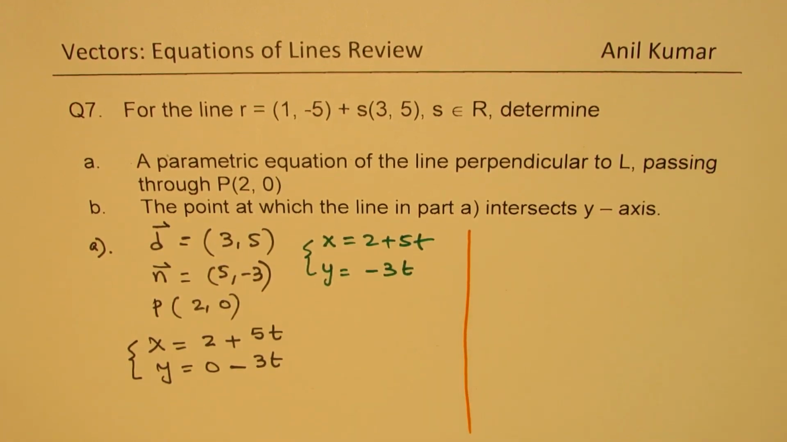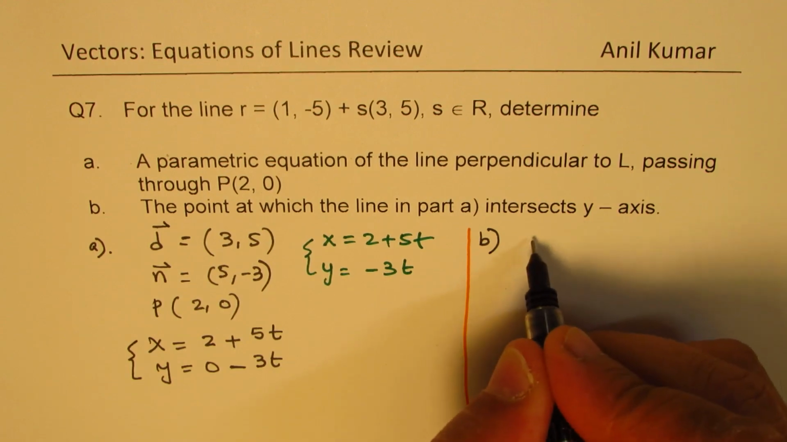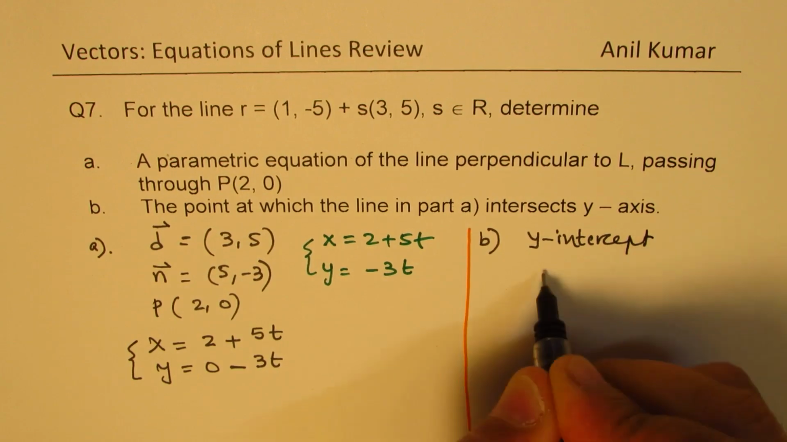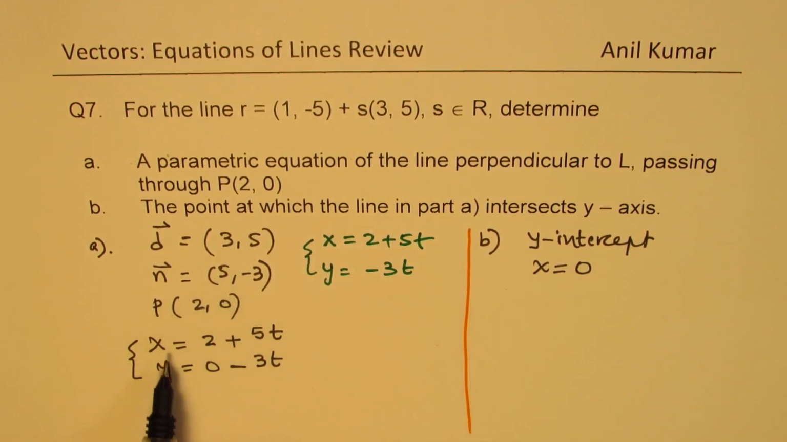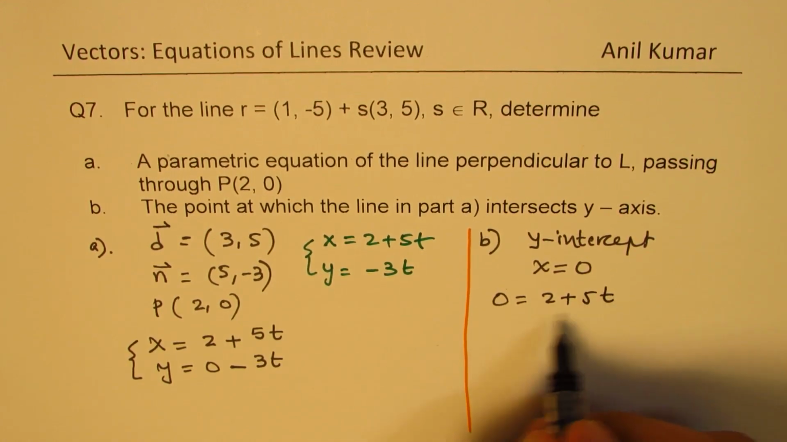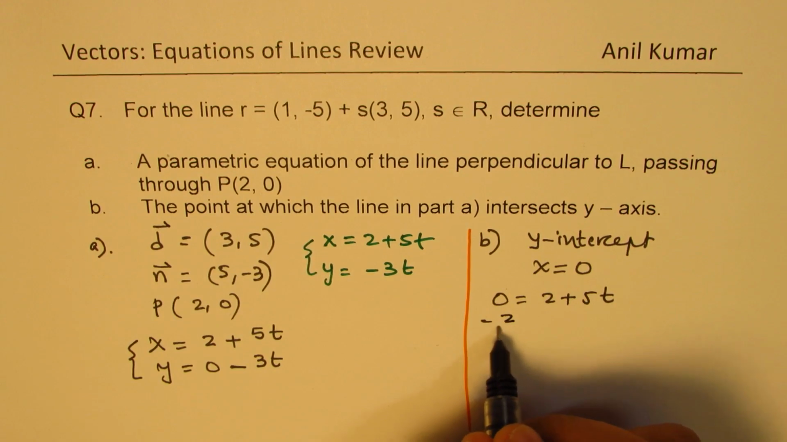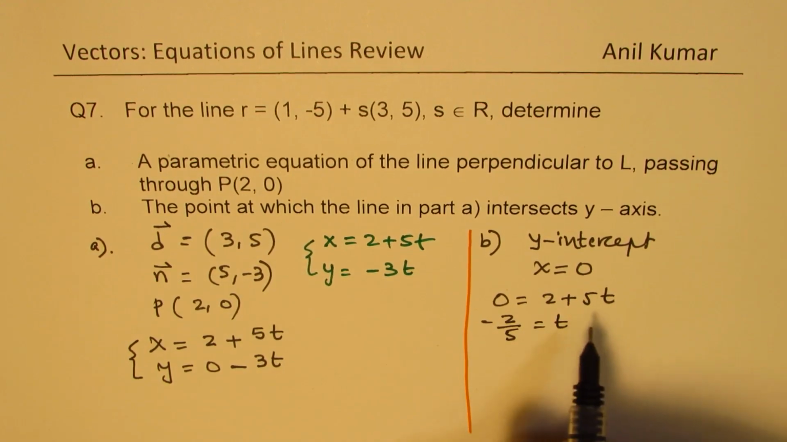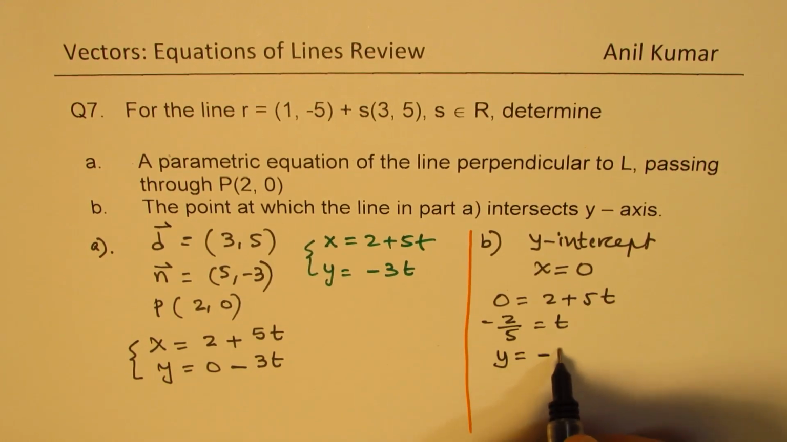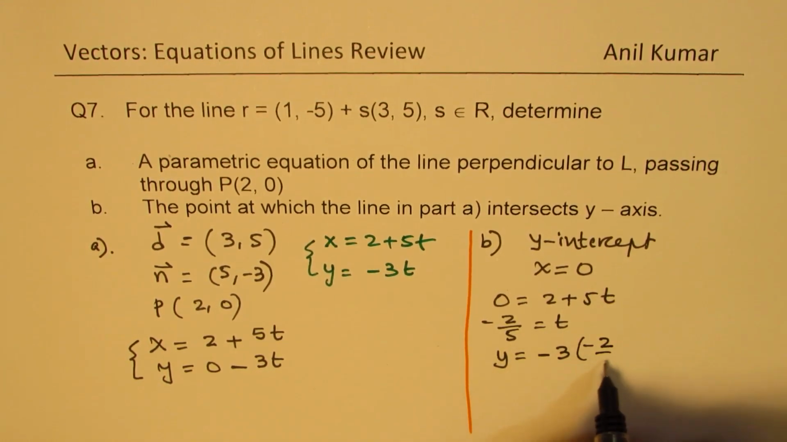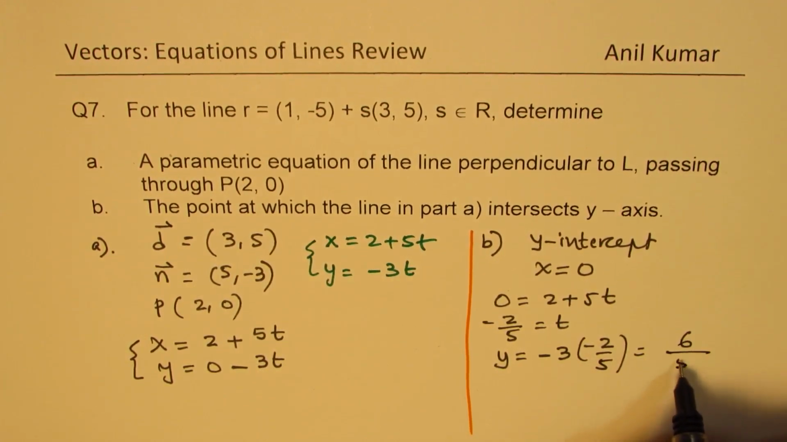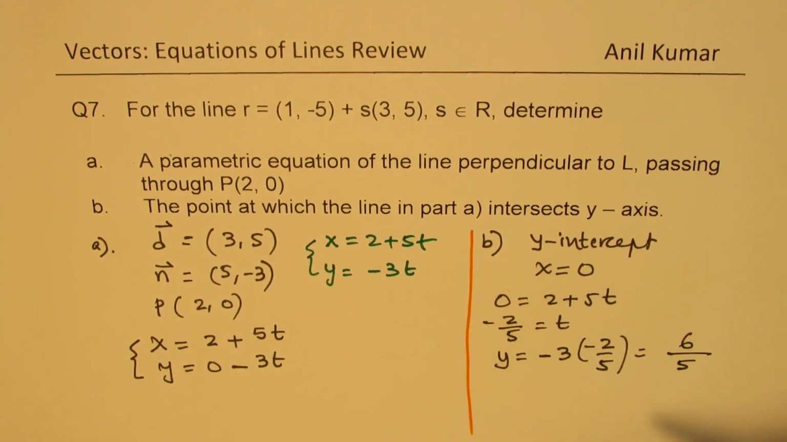When we say y-axis, that means x equals 0. So if I write x equals 0, I get 0 equals 2 plus 5t. The value of t will be minus 2 over 5, correct? Now substituting t here, we get y equals minus 3 times negative 2 over 5, that is 3 times 2 over 5, which is 6 over 5. So the y-intercept is 6 over 5.